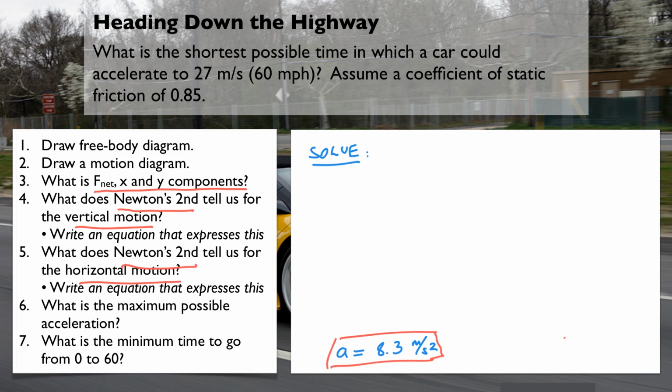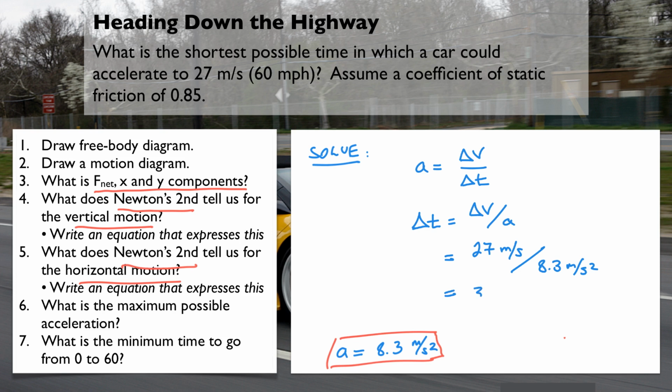And we know the acceleration is equal to the change in velocity divided by the time interval. And so the time interval is just equal to the change in velocity divided by the acceleration. If I put in numbers, the change in velocity I'm looking for is 0 to 27 meters per second. So the change is 27 meters per second positive, divided by the acceleration, which is 8.3 meters per second squared. And that gives me a time interval of 3.3 seconds. Okay?